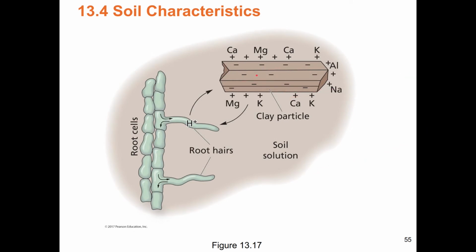Colloids, the little particles: calcium, magnesium, phosphorus, aluminum, sodium, different nutrients actually bind to the clay particle, and then they're available in the soil for plants to use. The root hairs will pick up these different nutrients off of the clay.